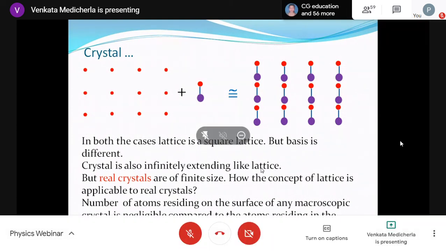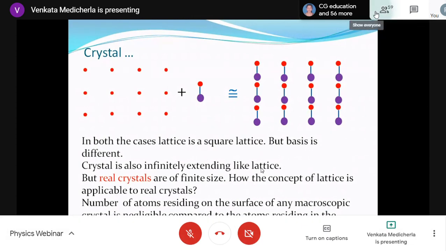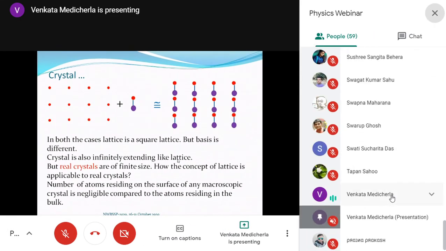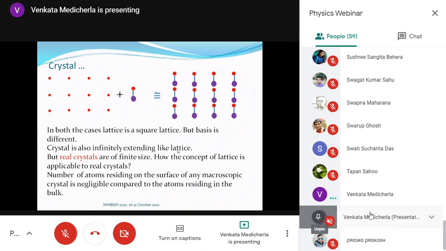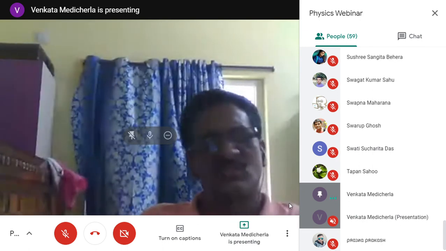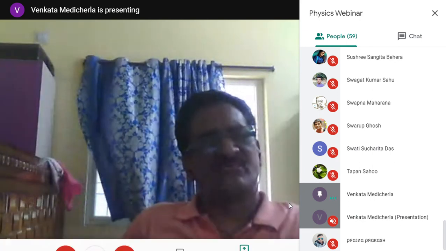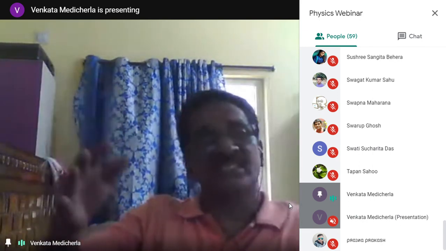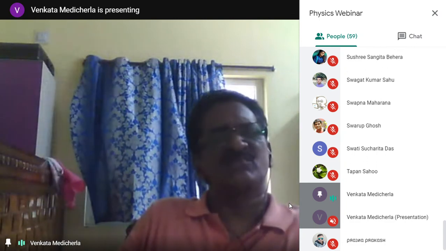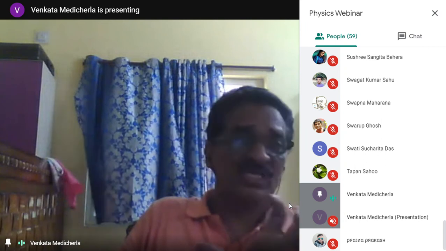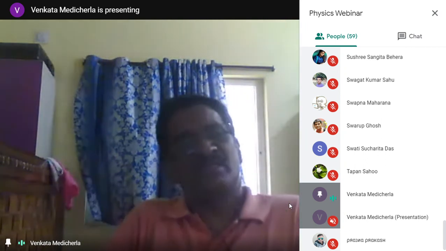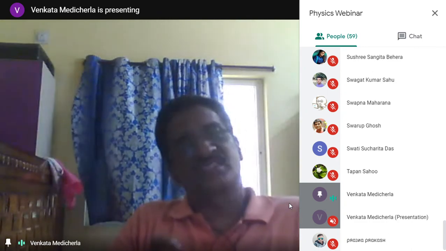The number of atoms residing on the surface of any macroscopic crystal is negligible compared to the atoms residing in the bulk. Surface atoms can be neglected. The number of atoms can be calculated. We take a 1 centimeter cube, assume a 2 angstrom lattice parameter, arrange them, and see how many are on the surface and how many are inside. The number of surface atoms is extremely small compared to bulk atoms, so you can neglect the surface atoms. If you do that, you can apply the lattice concept to finite crystals also.